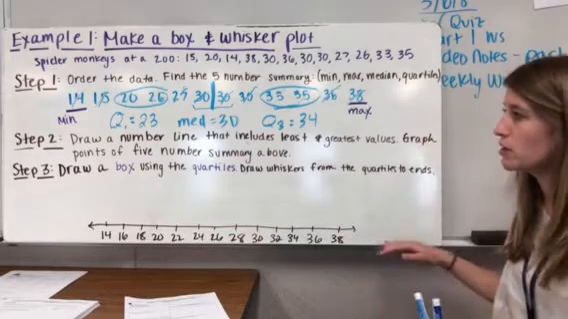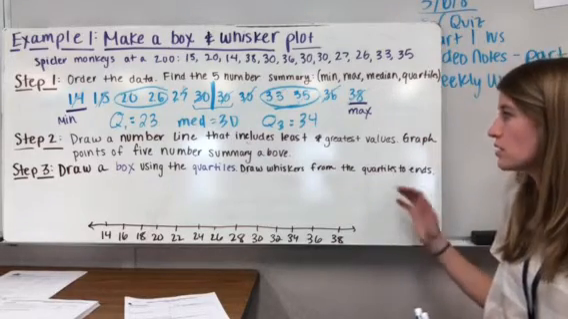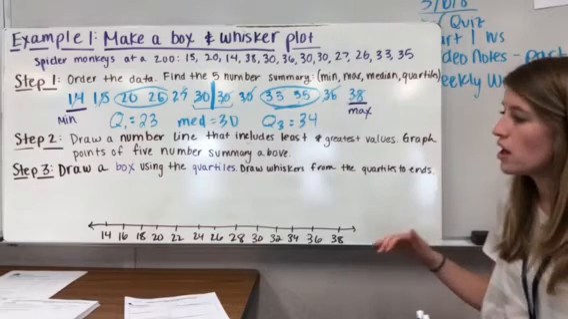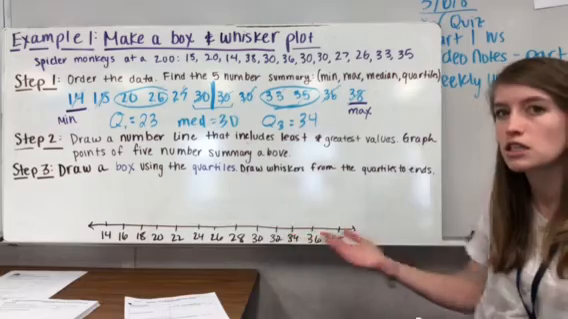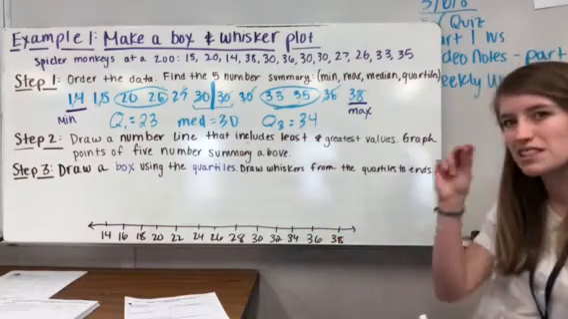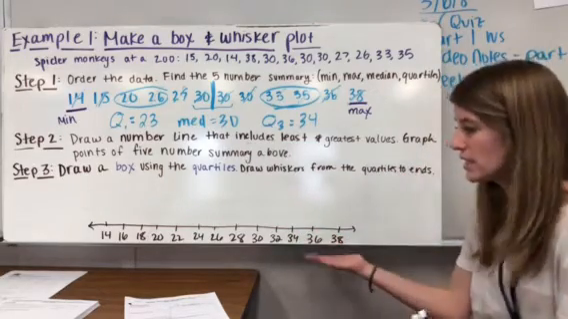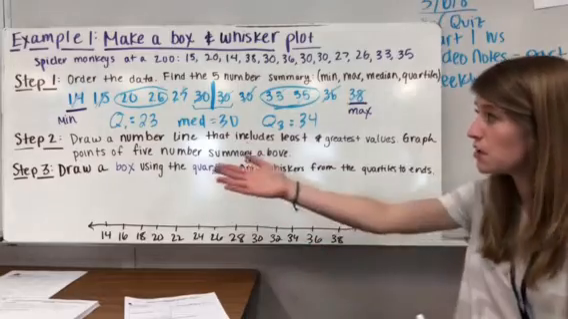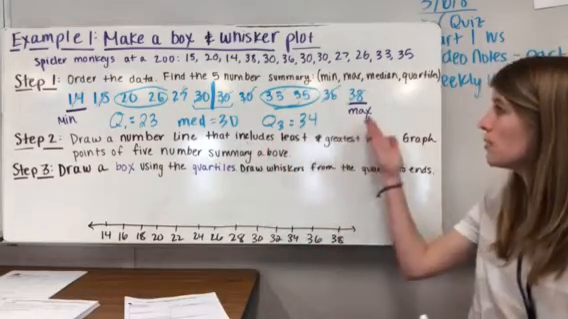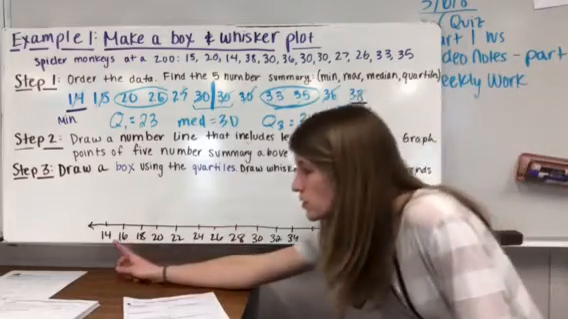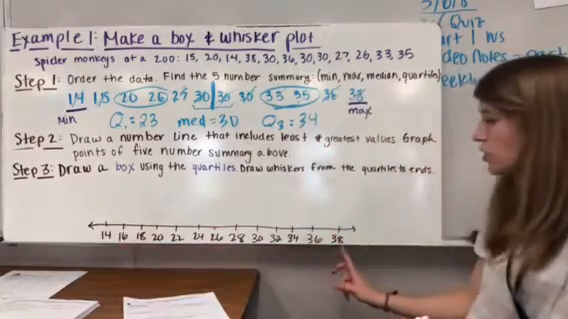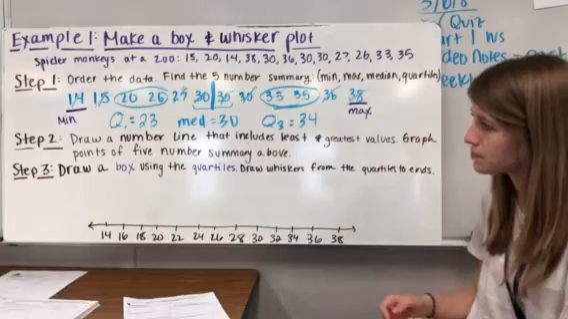Our second step will be to draw a number line that includes the least and the greatest values. Now what's really important that we remember here is that our number line must be continuous and we must go up by the same step. So in this case, I decided to go up by 2s because my minimum was 14, my maximum was 38. Both those numbers are even. I have 14 all the way through 38 going up by 2s.